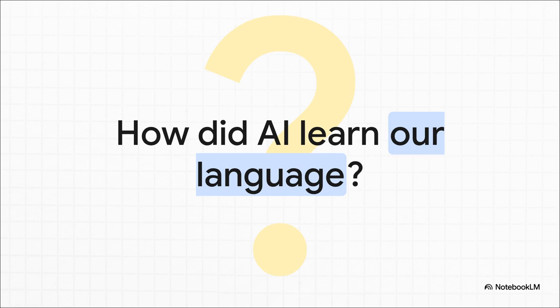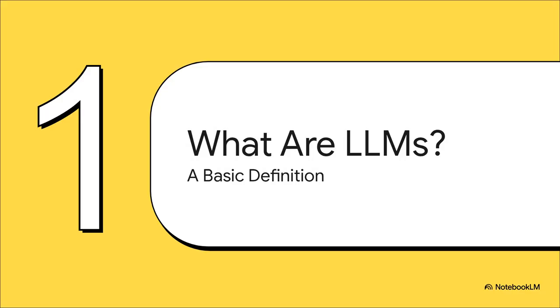How in the world did we teach a machine to understand and generate text in a way that feels so human? That's the core mystery we're going to start unraveling right now. Okay, so before we dive into the really complex stuff, let's make sure we're all on the same page. First things first, what exactly is a large language model?